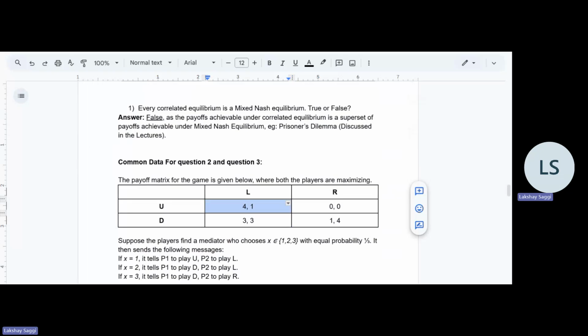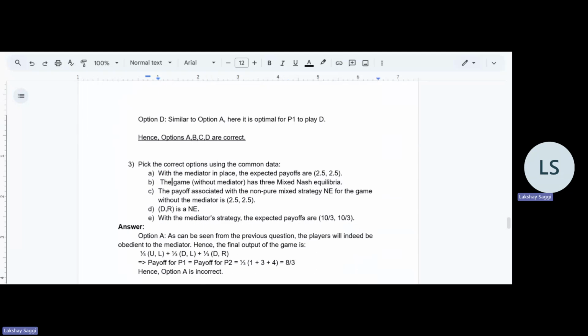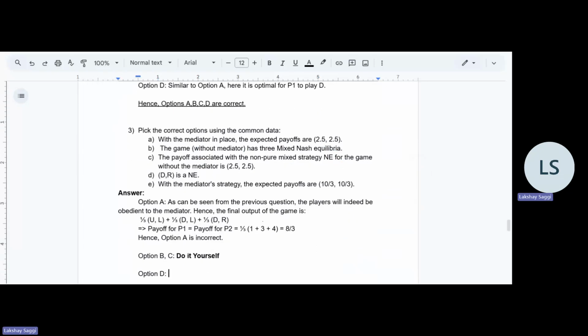These are the two pure strategy Nash equilibria, and probably one Nash equilibrium will exist in mixed strategies also, and so that's why this option will also be true. I don't know, you have to calculate yourself, but I think this will be true. But option D is certainly correct, as can be seen from the payoff matrix, right?